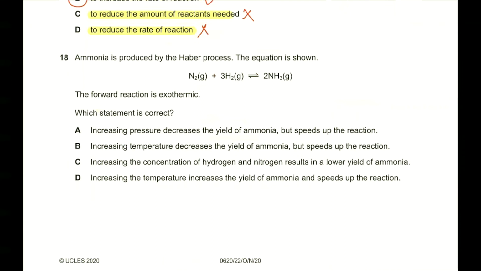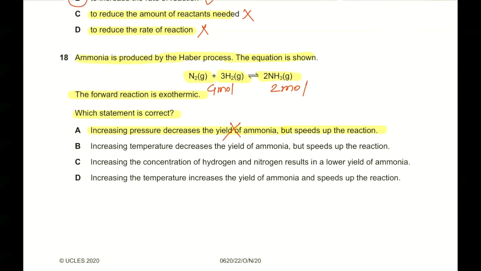Question number 18. Ammonia is produced by the Haber process. The equation is shown: N2 plus 3H2 producing 2NH3. The forward reaction is exothermic. Which statement is correct? Increasing pressure decreases yield of ammonia but speeds up the reaction. If we increase pressure, we can see there are 4 moles on the reactant side and 2 moles on the product side. So if we increase the pressure, this should increase the yield. They say decrease the yield, so that is a wrong statement.